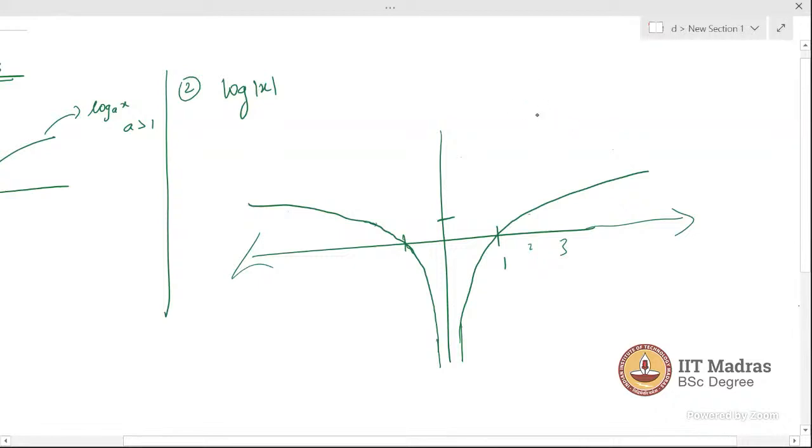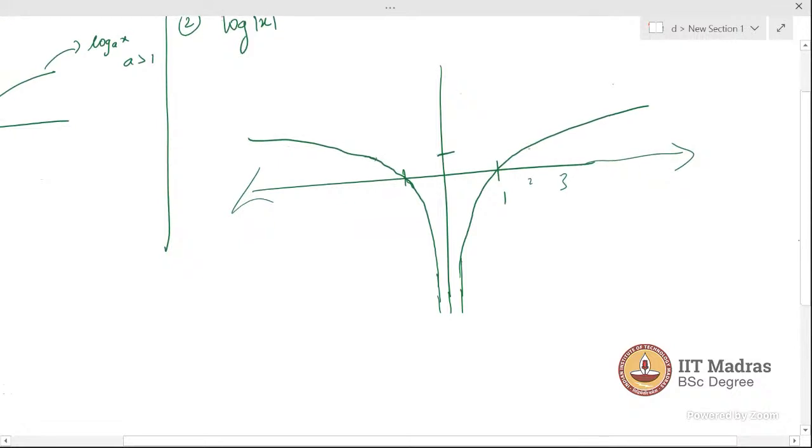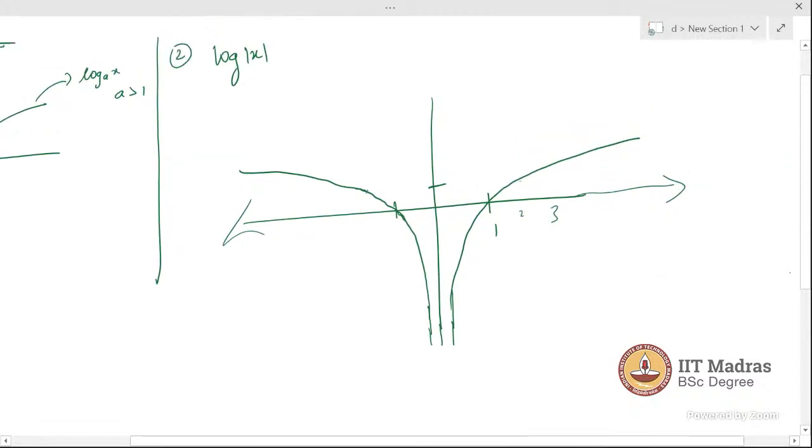Is it many to one only for mod x? No, even for log x square, for all even multiplicity. Log x means we will have 1 to 1. Log x is 1 to 1, that is definitely right. But log of mod x is not 1 to 1. If the domain is R, where 0 is not included, then it is not 1 to 1.